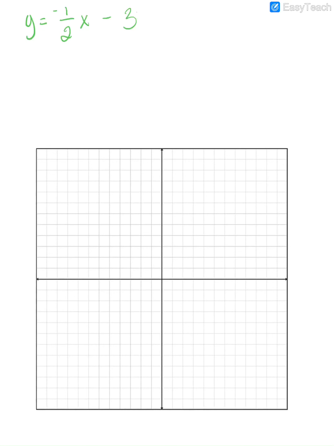All right, let's go over it. So our starting point here is this -3. So I'm going to plot that -3. So 1, 2, 3. And now let's look at our slope. So we know that our slope is rise over run. Based on the fact that the -1/2 has the x with it, we know that that's our slope. So rise over run is -1/2.